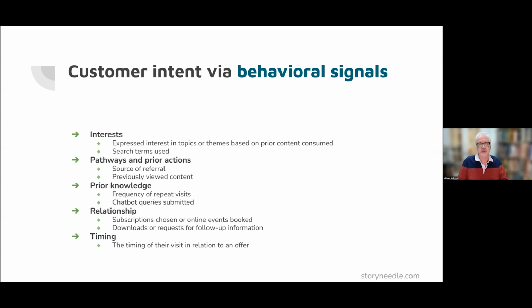Their relationship with us, especially if these are not new customers, but someone who has a relationship. Maybe they've subscribed to things we offer. They bought things from us. However, they have a relationship with us. And then the timing as well. So we know certain times of year people are more likely to be interested in certain things than other times of year. So these are all examples of kinds of signals of customer intent.